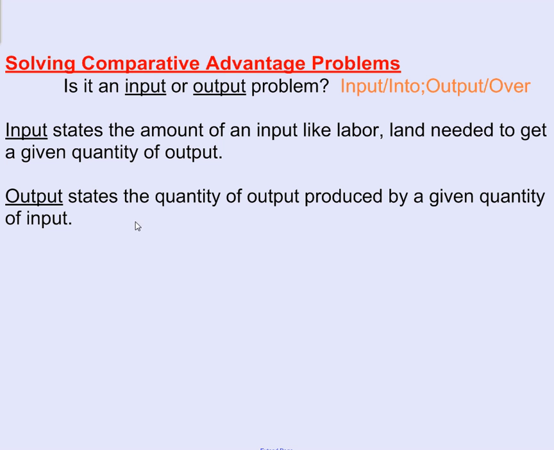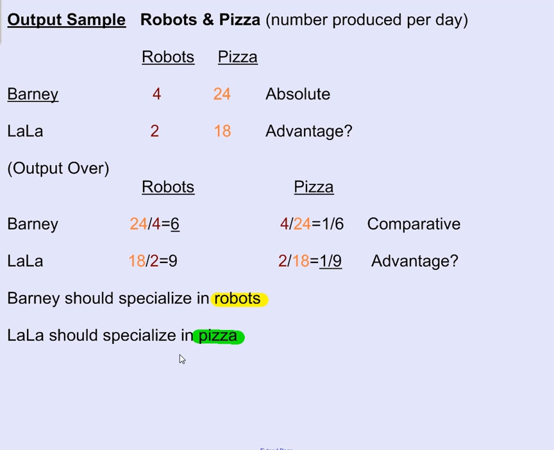So again, remember that an output problem is one where the quantity of output produced is given from a quantity of input, like the number of wagons we can produce in a day, the number of bushels of apples we can grow on an acre of land. The amount of the input is fixed at 1 day of labor time or 1 acre of land, and the numbers in the question or problem are the quantities of the output that we get from it. So here is another example.